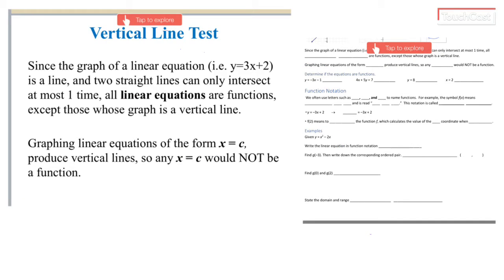Take just a second to determine if each of the equations given there are functions. So you can pause the video, and then when you get done, you can come back and check your work, which I'm going to show on the next slide.